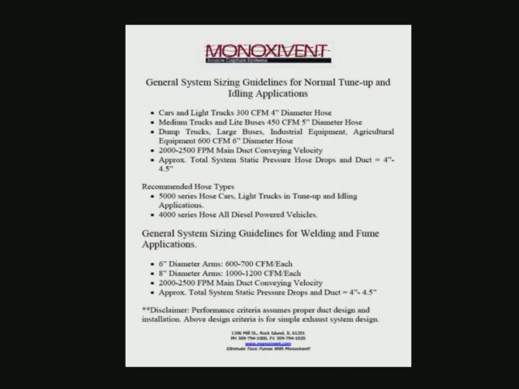Now, with all that being said, I created a cheat sheet that I thought you might have interest in. Basically, this is general system sizing guidelines for normal tune-up and idling type applications, and then general system sizing guidelines for welding and fume applications. So this will give you the foundation to begin your design processes.